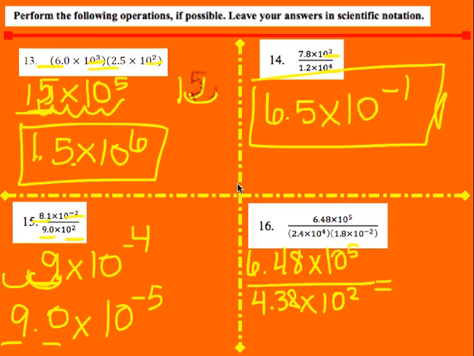My next step is to take 6.48 and divide by 4.32. That's going to give me 1.5, and then we're going to take that times 10 to the, now we're going to do 10 to the 5th divided by 10 to the 2nd. Subtract those exponents, and we're going to get 10 to the 3rd. So that's your final answer for number 16, and that concludes your note video.